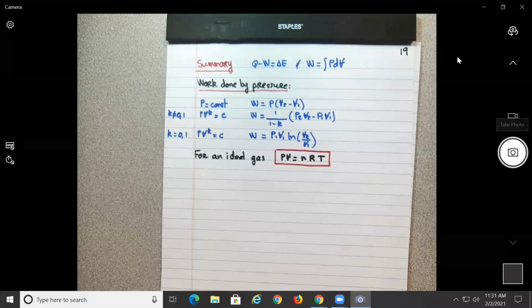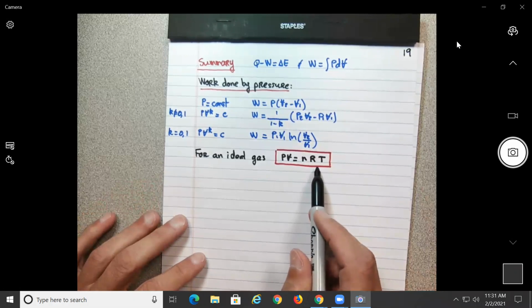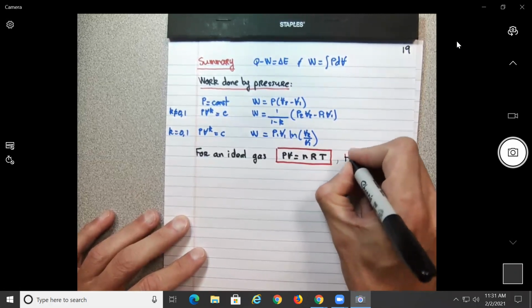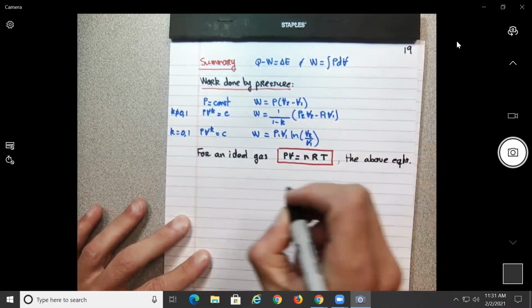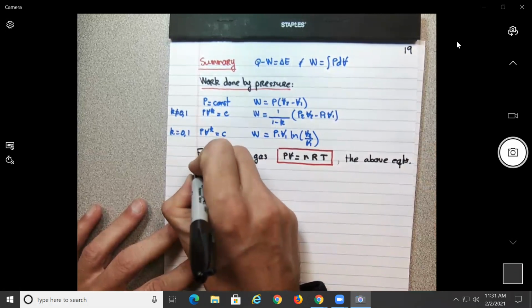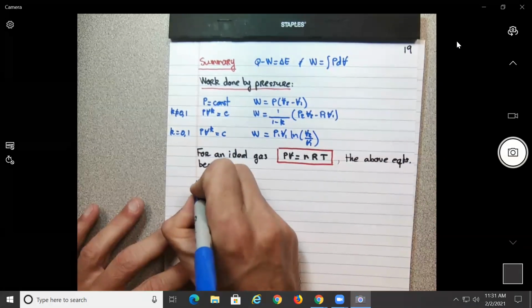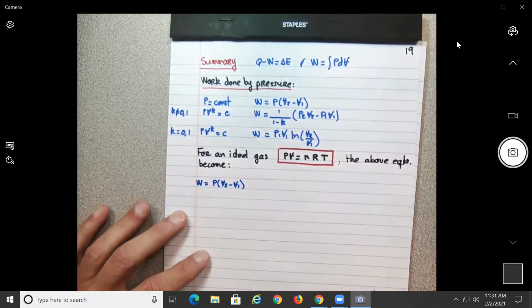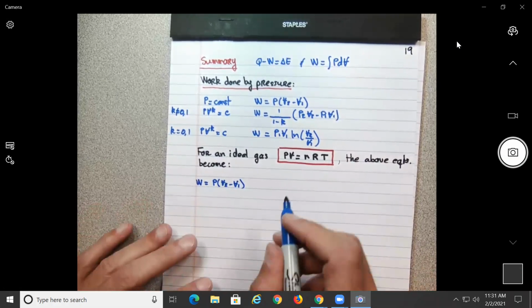All right, so let's see what R is over here, okay? All right, so let me just write under this form. So if we write under this form, this equation can be rewritten as what? For an ideal gas relation, the above equations become what? So let's see, the first one, work equal to P times V2 minus V1. Let's see, that one really has an advantage.